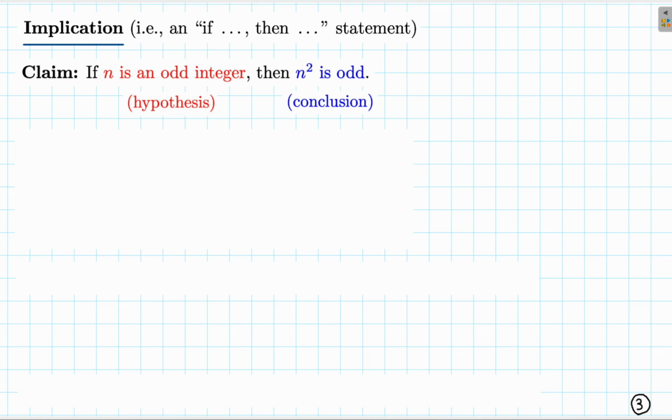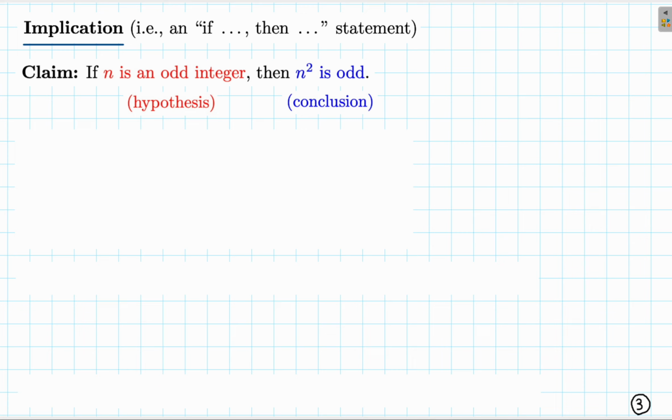Now, I should first mention that our claim, if n is an odd integer, then n squared is odd, is an example of what's called an implication, which is a fancy way of saying it's an if-then type of statement. An if-then statement is called an implication. And many of the statements we'll prove in this class will be implications. And so here's our very first example.